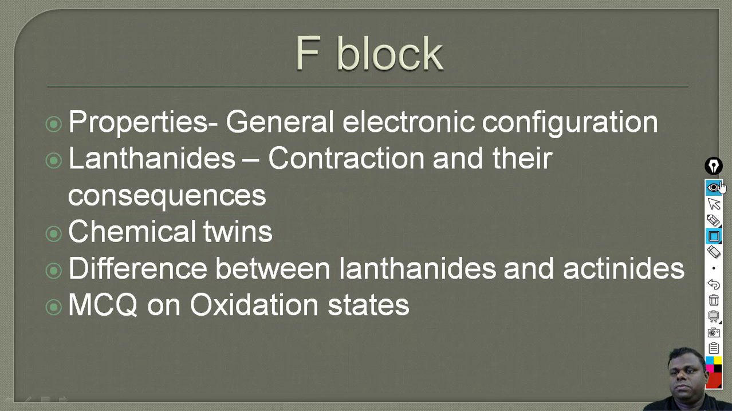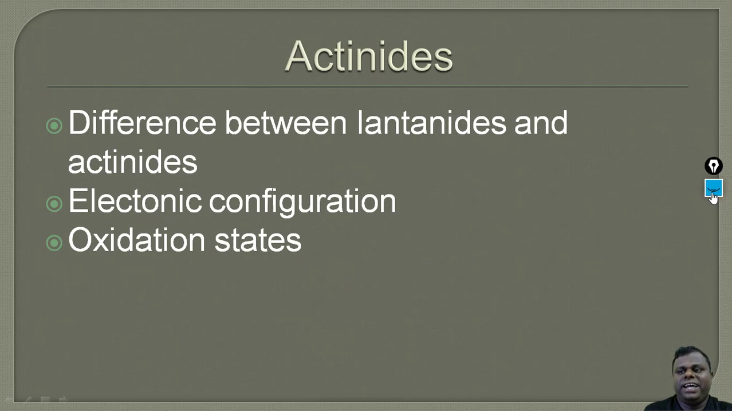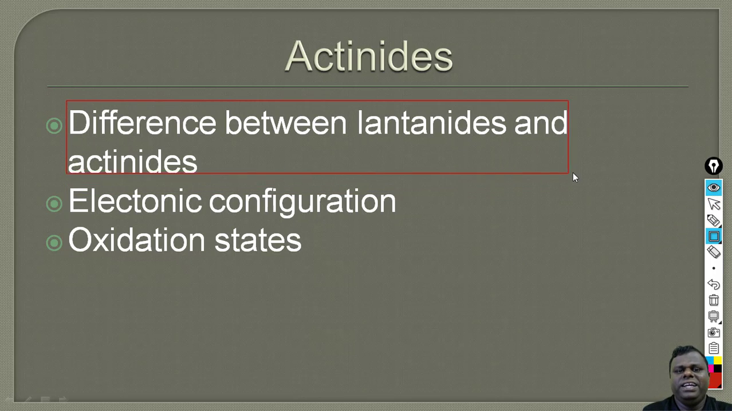The next is actinides. As I've already said, differences between lanthanides and actinides, and their position in the periodic table as well. And then you have electronic configuration and the oxidation state. The most important part is the difference between lanthanides and actinides, but there could be a lot of questions related to electronic configuration. I think I made a spelling mistake, it should be electronic configuration over here. Anyway, that's fine.